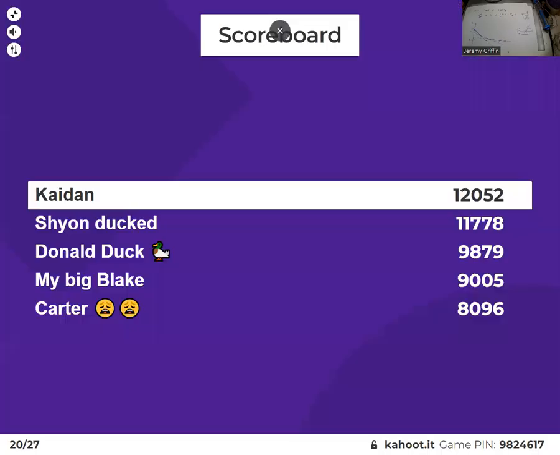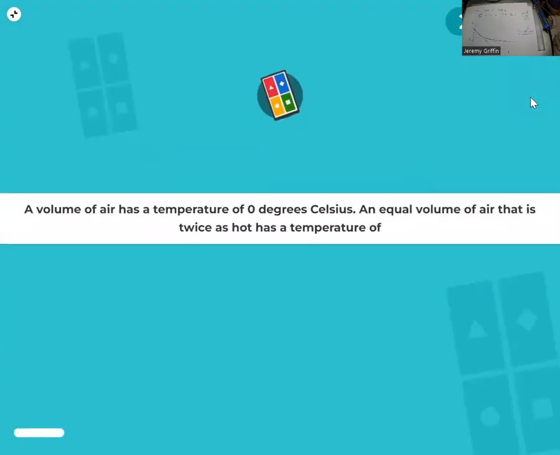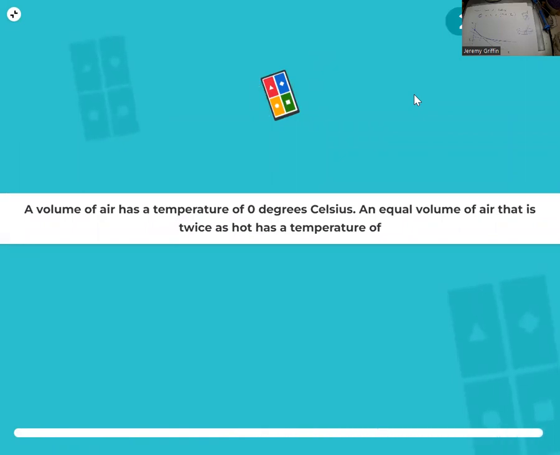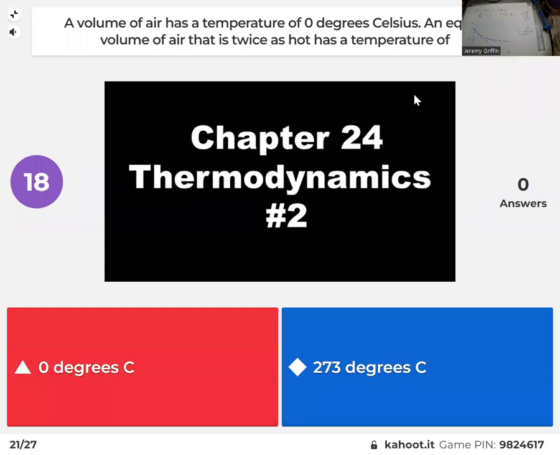There's a similar type question coming up somewhere here soon about that. Oh, this is it. A volume of air at 0 degrees Celsius. What if you double the temperature? What is 0 degrees Celsius? Then you double the temperature. Now what temperature are you at?